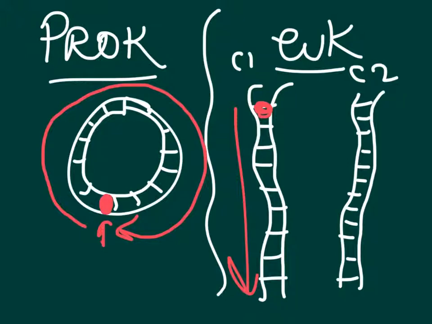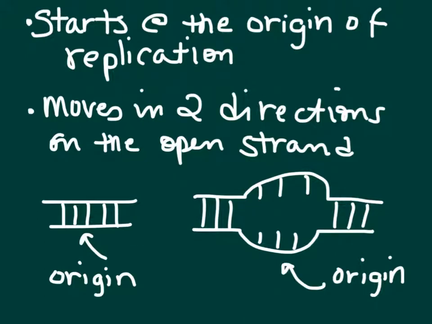So in a eukaryote, replication begins in multiple places. So there are multiple origins of replication. In a prokaryote, there's one, and that's it. When the origin of replication opens, it's going to open and move in two directions. That origin opening and moving in two directions is going to create what we call a replication bubble.